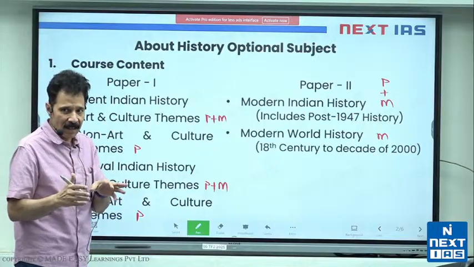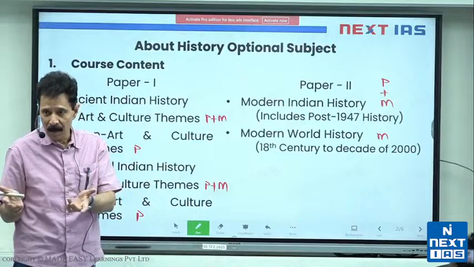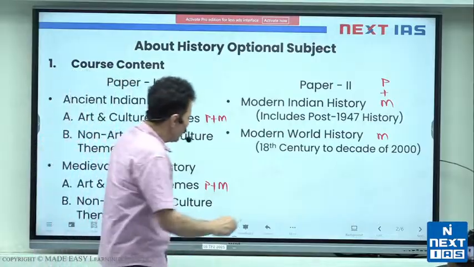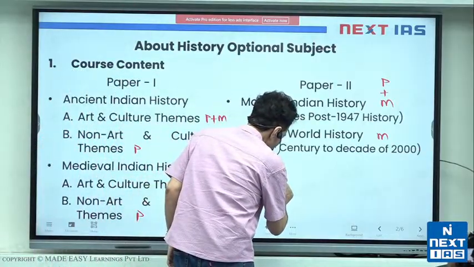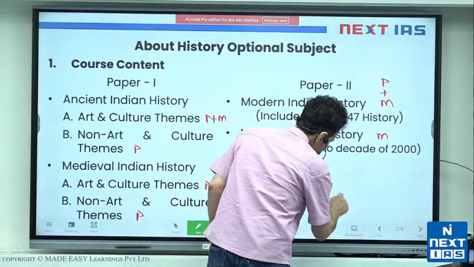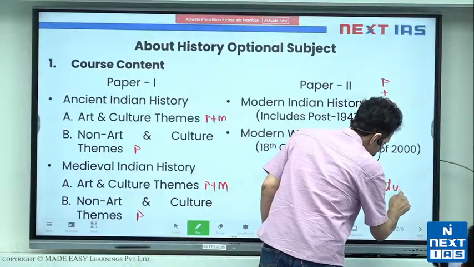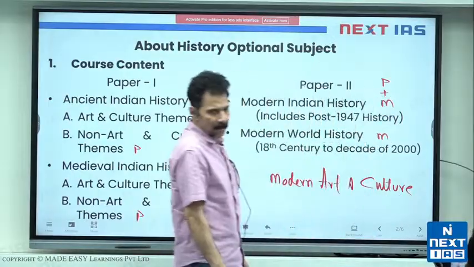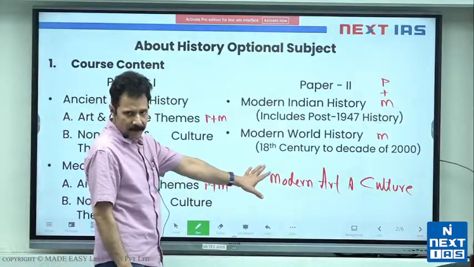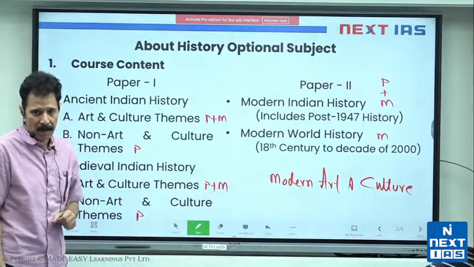Rather, there is more history in GS. Maybe you are getting surprised. How? More history than this. How is this more? Say, I'm writing here: modern art and culture. This is absent in history optional, but this is there in GS. So this is extra history in GS, what is not there in history optional subject.